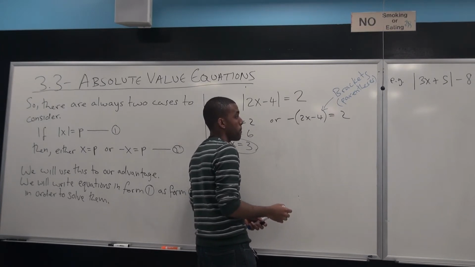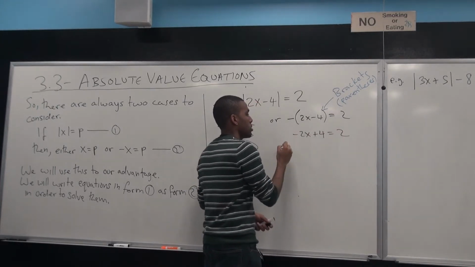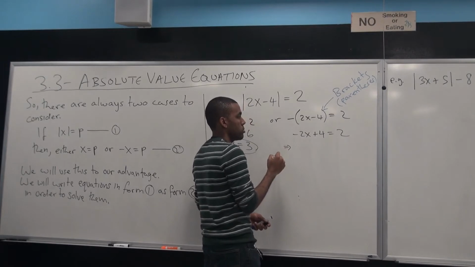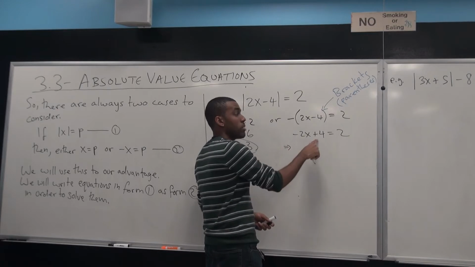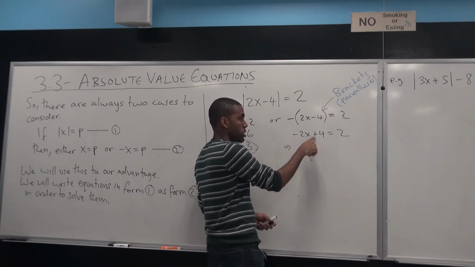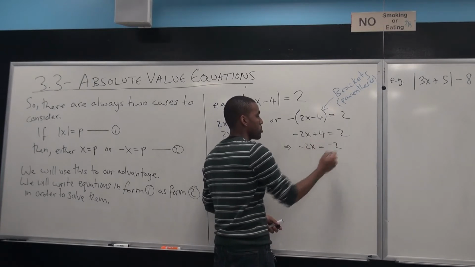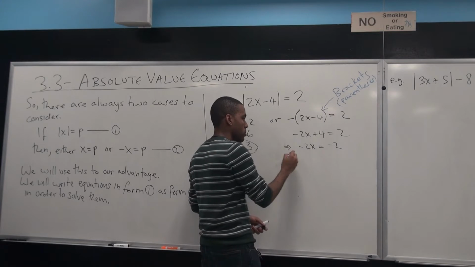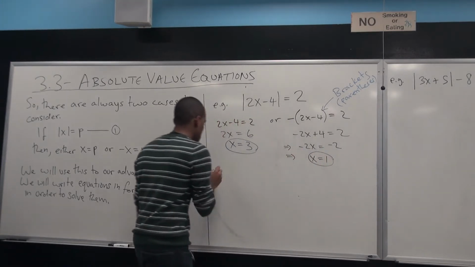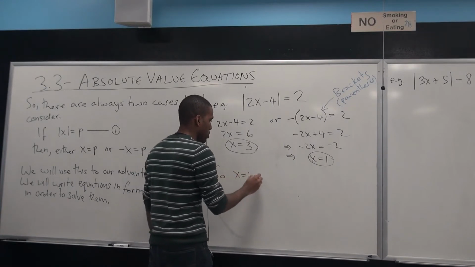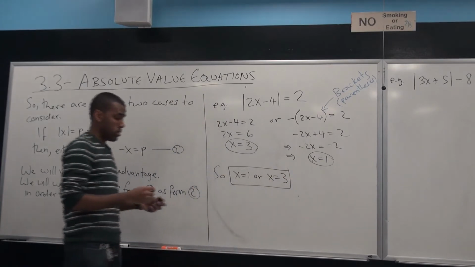Negative 2x plus 4. And now what? Minus 2x equals 6. You'd have to subtract 4 on both sides, right? Because now it's a plus. To move it over, you have to subtract. So over here, it's 2 minus 4. And now divide both sides by negative 2. So you get x equals 1. Right? So x equals 1 or x equals 3 is the solution to this equation, right?